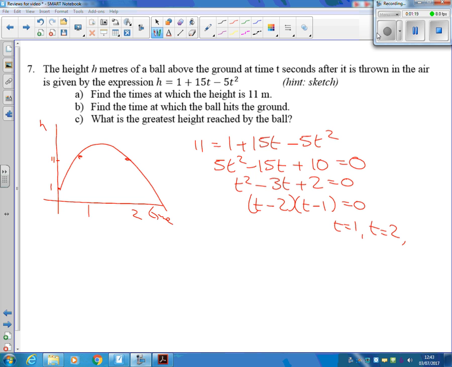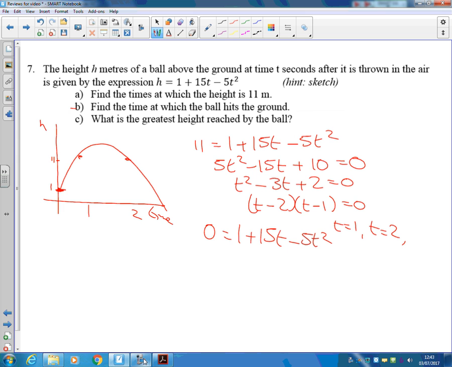When it hits the ground, so for part B, when it hits the ground, that means if that's the height there, the height here is going to be 0, isn't it? So I've just got 0 equals 1 plus 15t minus 5t squared. Well, should we get the calculator for that one? That would be quicker. Let's just grab the calculator.